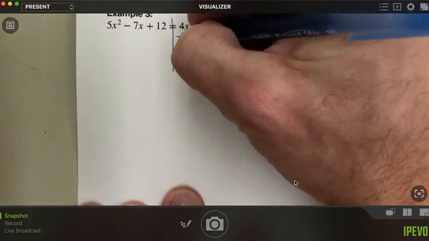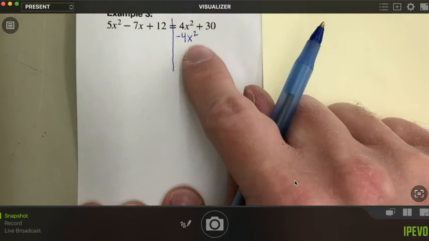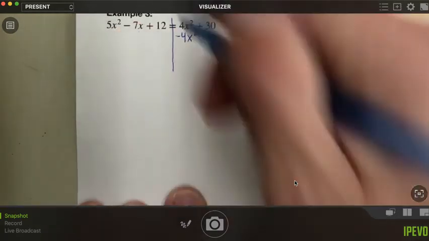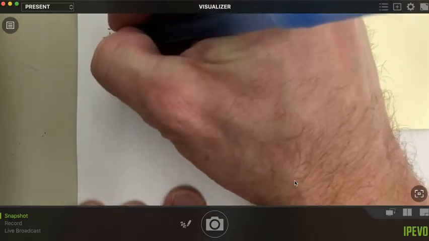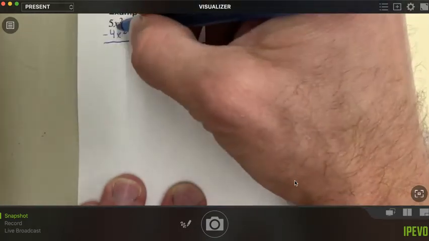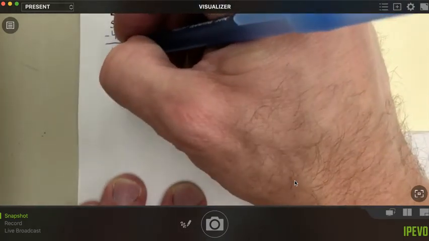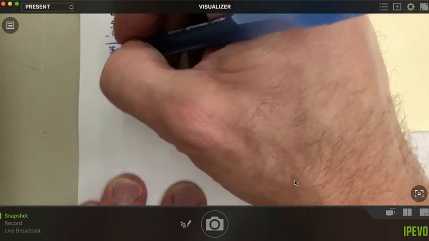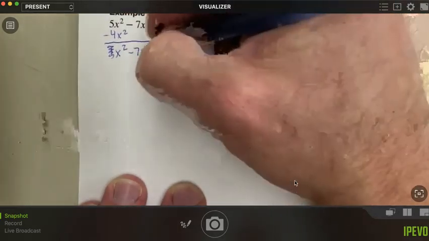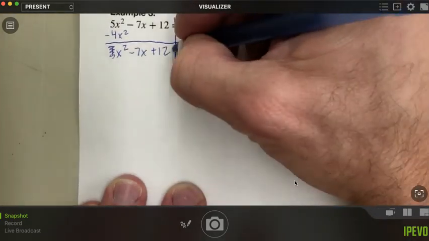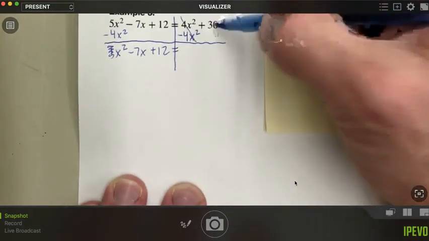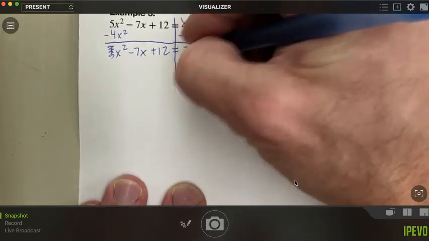So if I subtract 4x squared, this doesn't have an x squared, this doesn't have an x squared, but this one does. So if I'm taking away from both sides and following my rules, this will now just be 1x squared, or I can just write it as x squared. And then I still have a minus 7x plus 12. And on this side, this became 0, leaving me with just a positive 30.